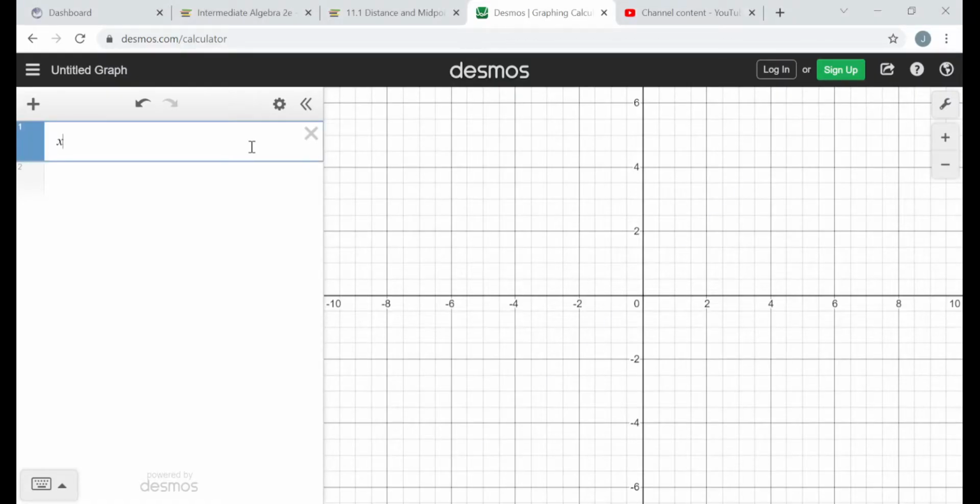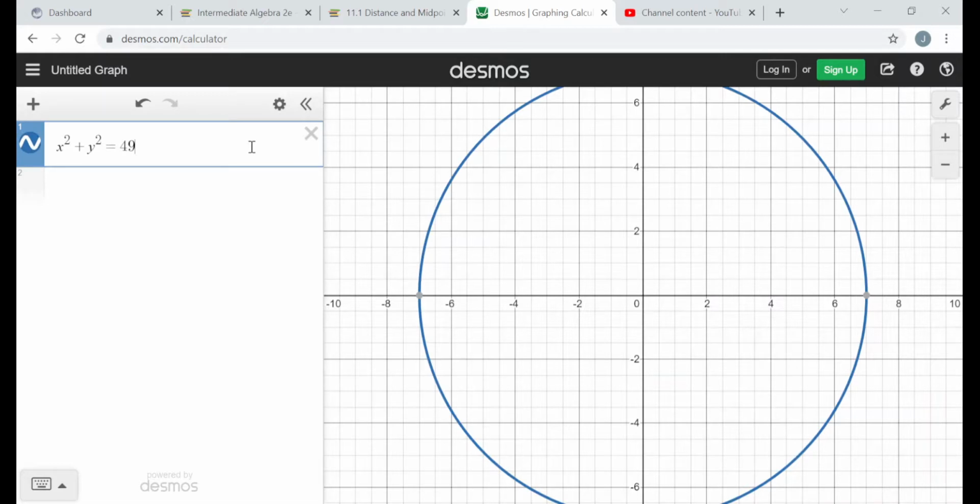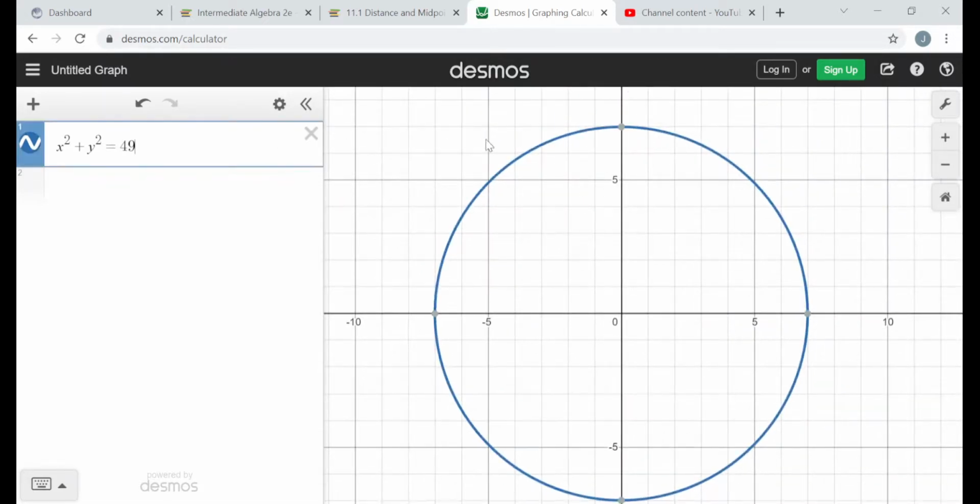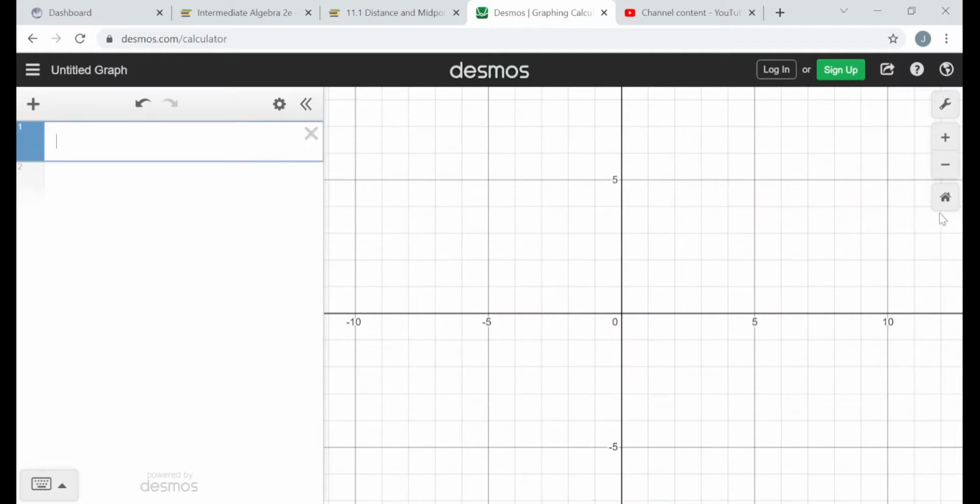So this is x squared plus y squared equals 49. Zoom out of it. And yeah, you're seeing 0, 7, 7, 0, 0, negative 7, negative 7, 0, right? All around the center of 0, 0. And every single point here should be 7 units away from the origin. Great.